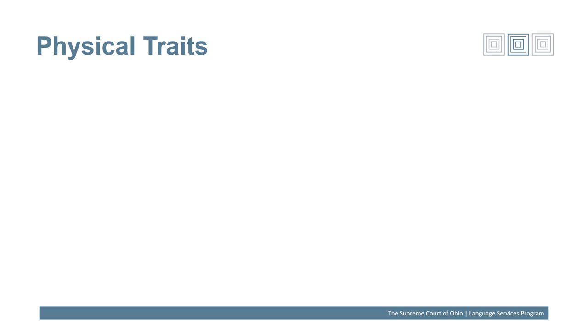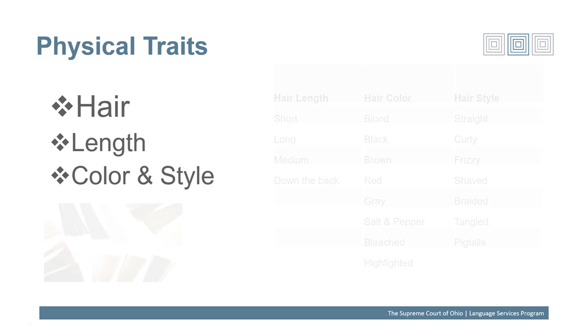It is a fairly common occurrence to ask the parties in a legal proceeding to provide descriptions of others involved in the case or action. Here is a sampling of commonly heard physical traits for hair length, color, and style.